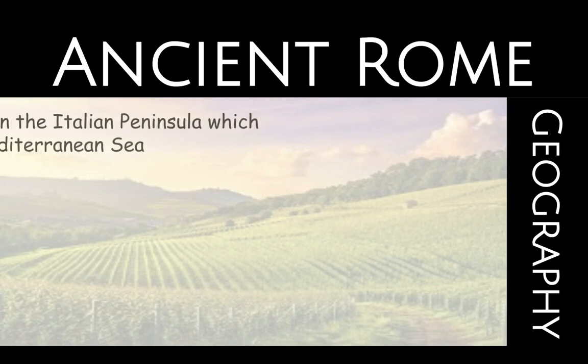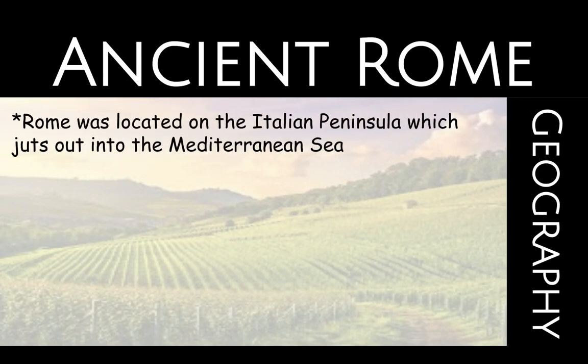All right, my friends, welcome back. Let's talk about the geography of Rome. Rome is located on the Italian peninsula. So it is a body of land that is surrounded on three sides by water, and it is surrounded by the Mediterranean Sea. So in fact, it juts out into the Mediterranean Sea.